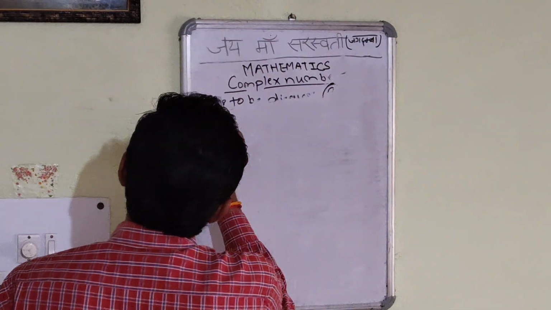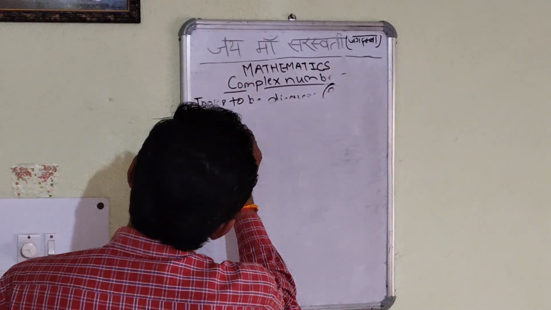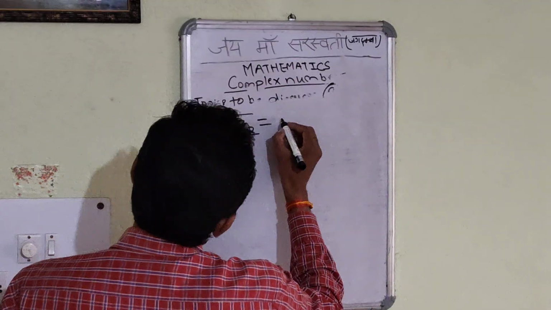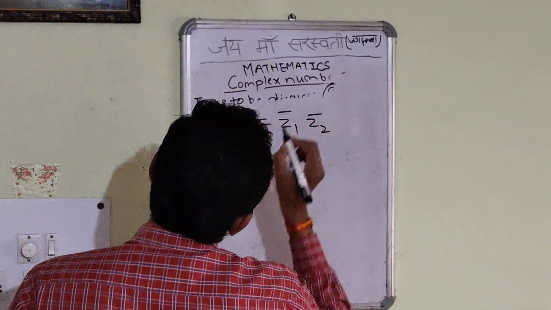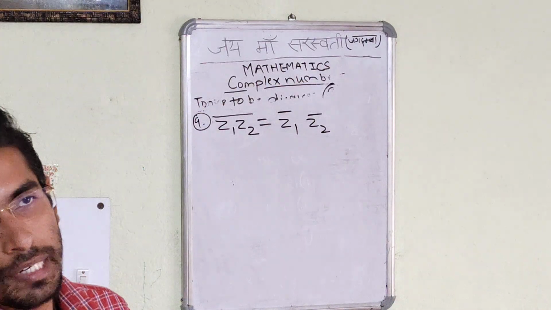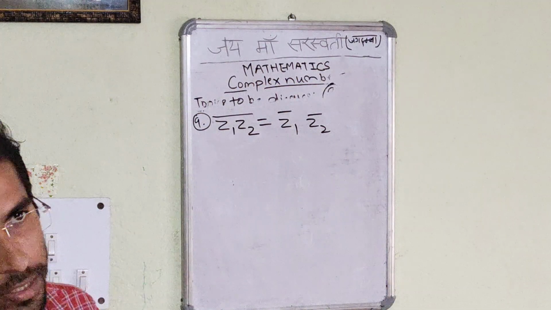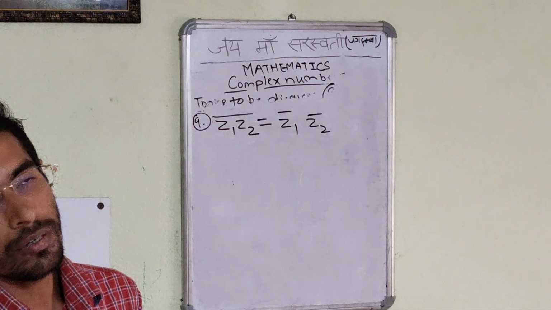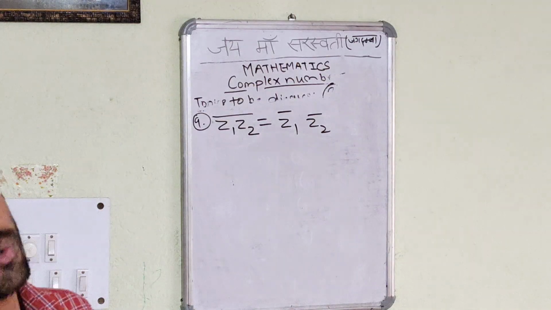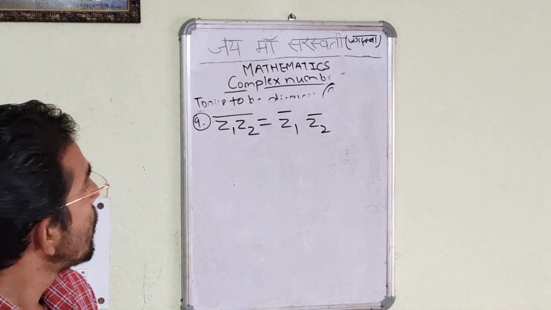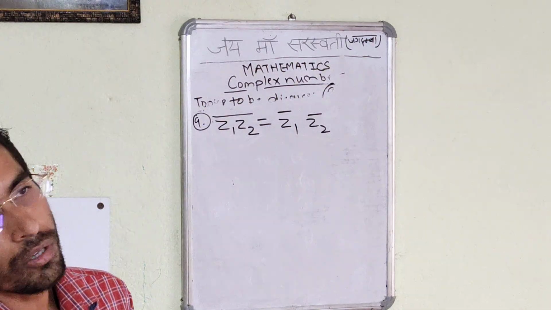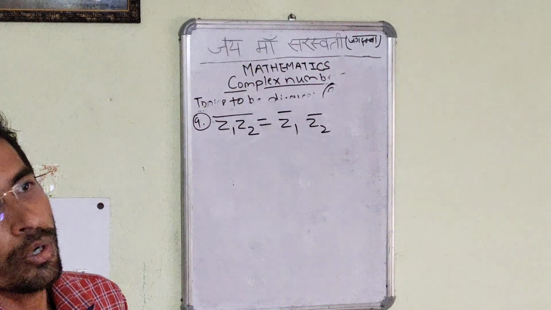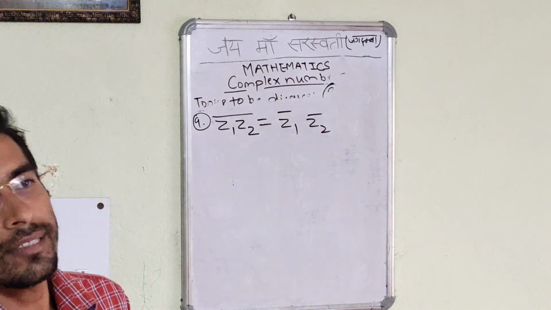The ninth property is that the conjugate of z1 z2 is equal to the conjugate of z1 times the conjugate of z2. We have to establish a relationship between the two complex numbers and their conjugates. Mathematically stating, if we take the product of two complex numbers, and after that check the conjugate, it will be equal to the product of the conjugates of the two complex numbers taken separately.